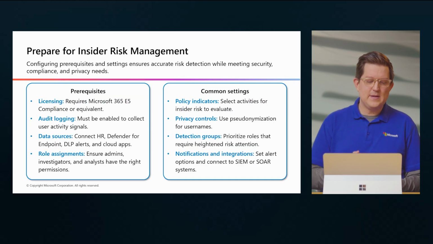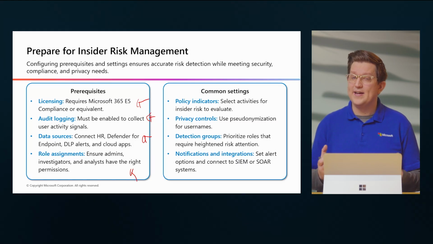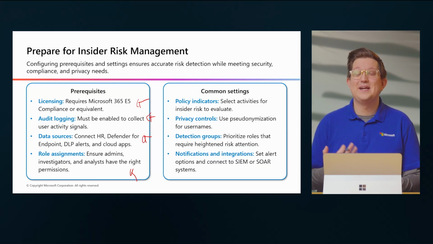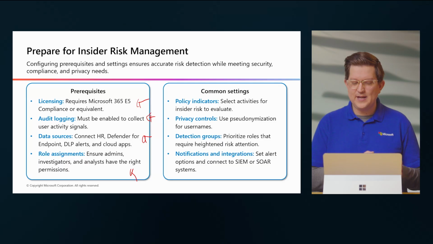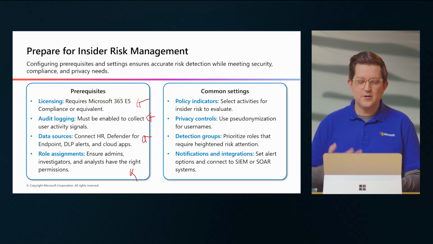Once you've got all of these pieces in place, your licensing, your logging, your sources connected, and of course, the right roles assigned to the administrator, we now need to make sure that we've got all of the things set up within IRM itself. Essentially, if we don't have all of this in place, we can't even get into the point where we can start actually working with our other settings within the environment. So, what do we need as a starting point?